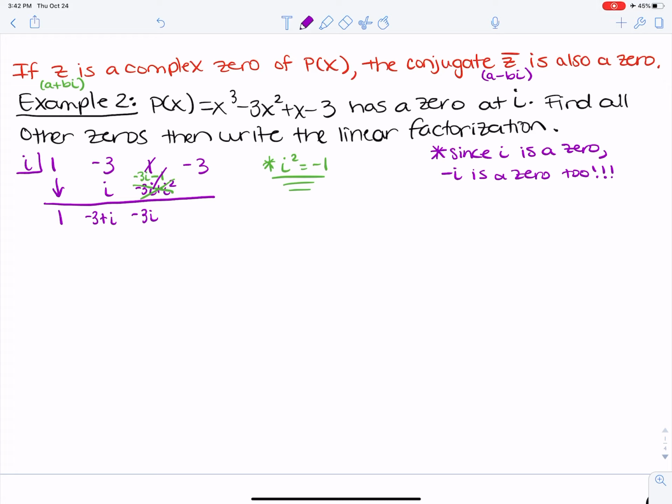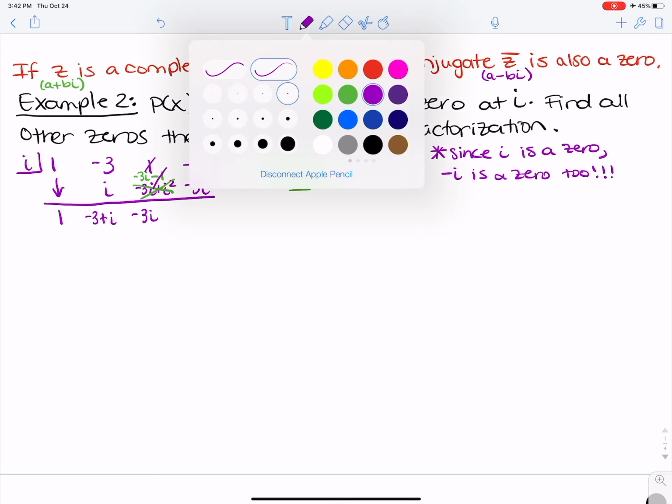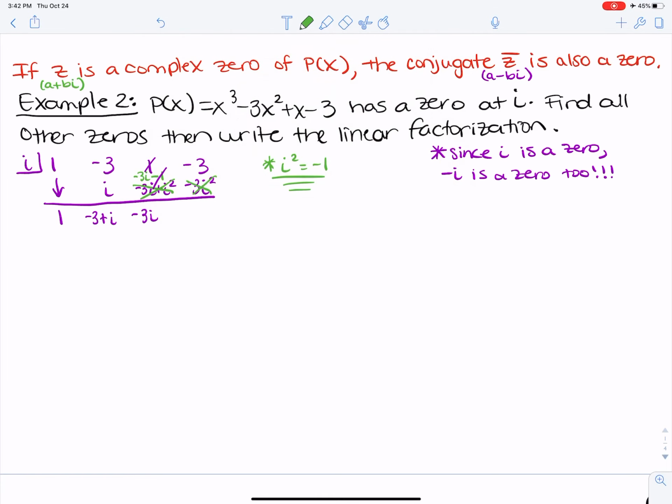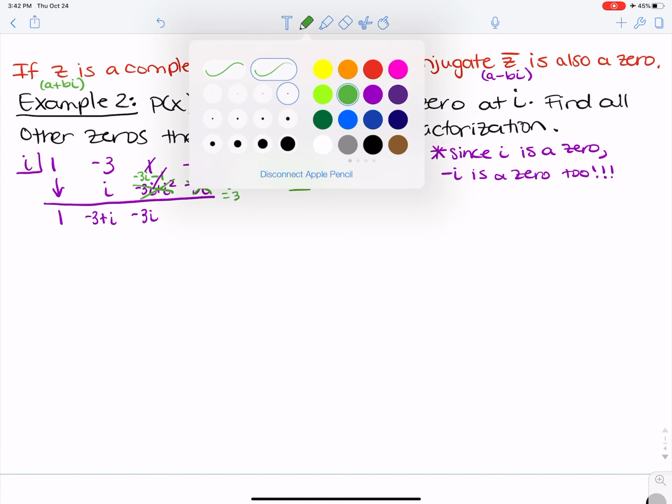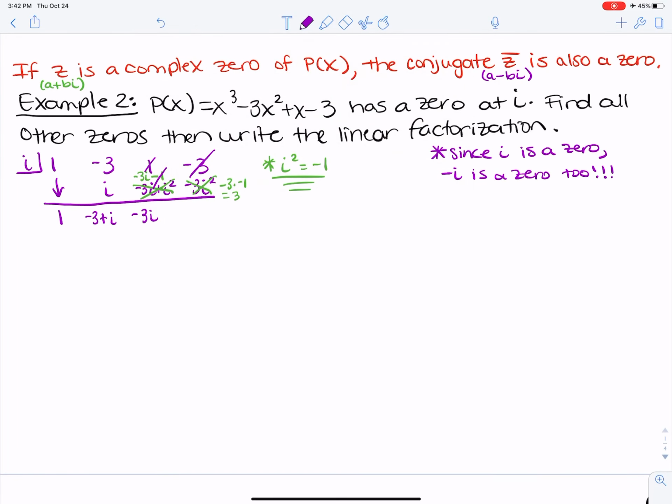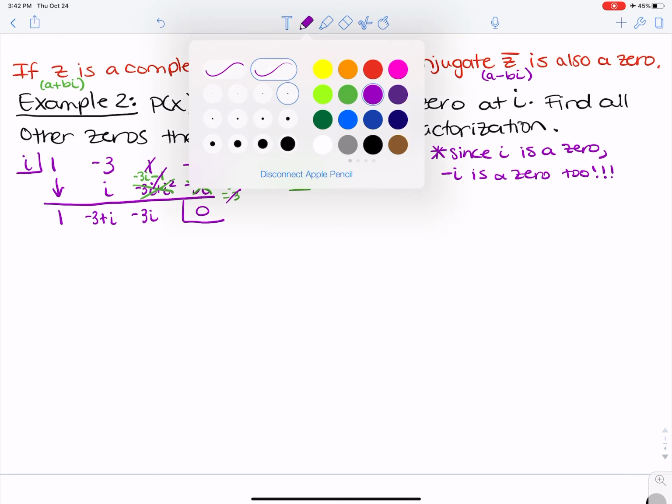Multiply that with i, and that is -3i squared. But ding, ding, ding, we have an i squared again, and this bad boy ends up equaling positive 3. And so when we cancel that out, negative 3 plus 3 is 0, which is what we knew we should have gotten since i is a 0. So that means there's no remainder. Now we have to keep on going.